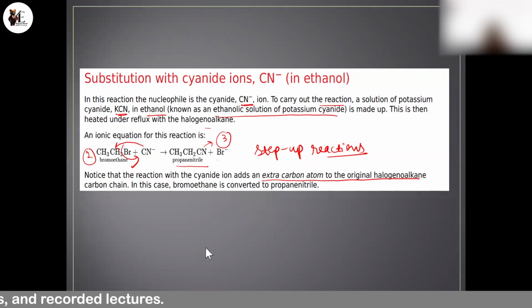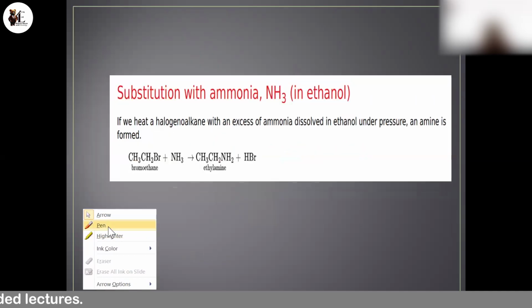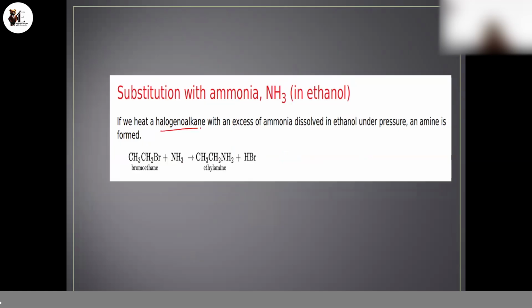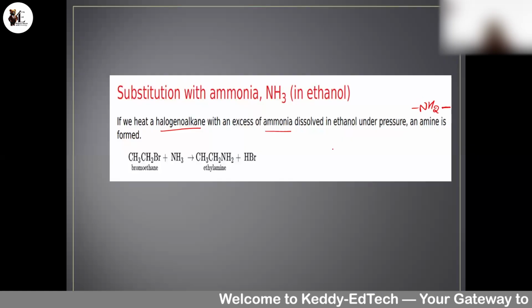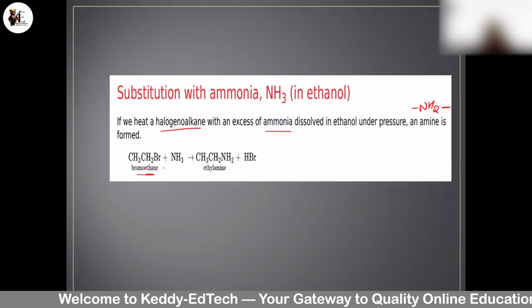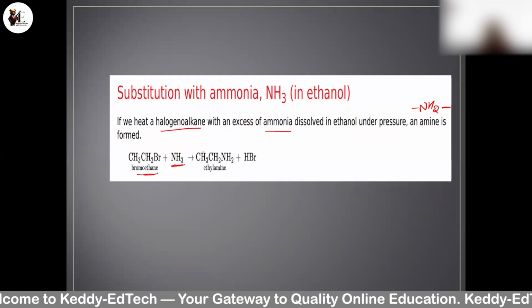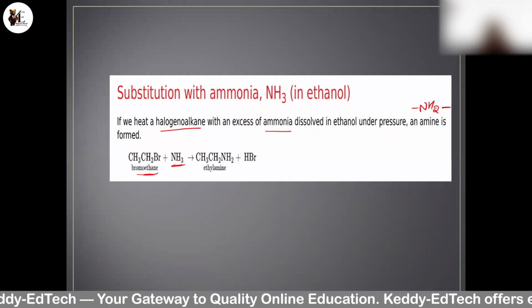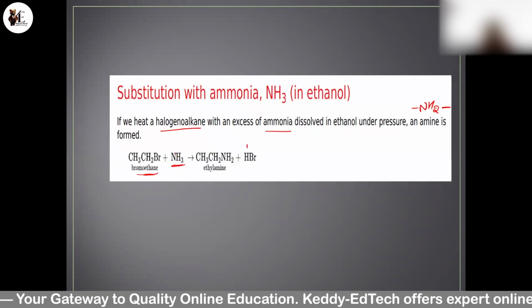Next reaction is substitution with ammonia in ethanol. If we heat a halogenoalkane with an excess of ammonia dissolved in ethanol under pressure, an amine is formed. Amine is NH2; this group is known as the amine group. So here, bromoethane reacts with ammonia. Then we have ethylamine plus HBr, with the H coming from one H of ammonia.